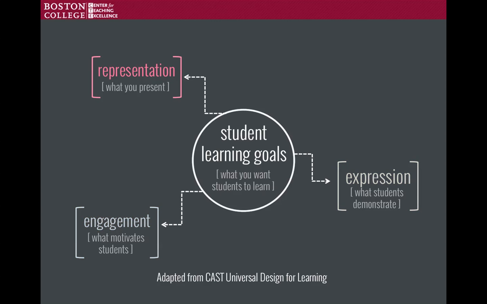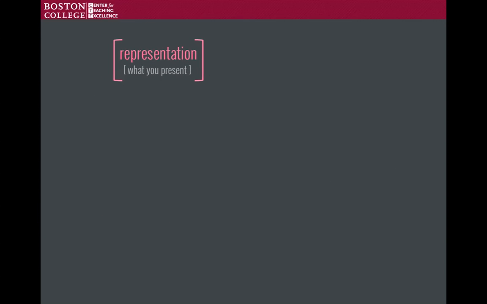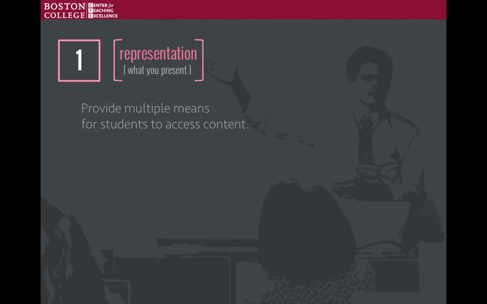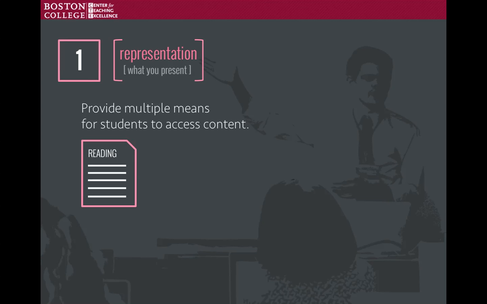Let's look at representation. A key goal of representation is to provide multiple means for students to access content. For example, think about your course readings. Are they presented in a way that allows users to view and read them? Can your PDF documents be read on a screen reader, and can students access them in both analog and digital formats? You might also consider how you present information.